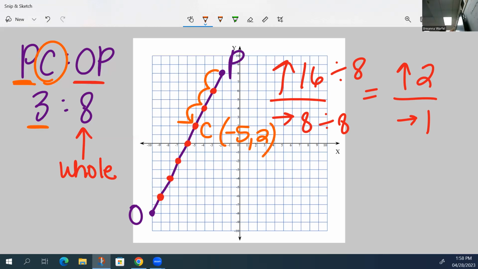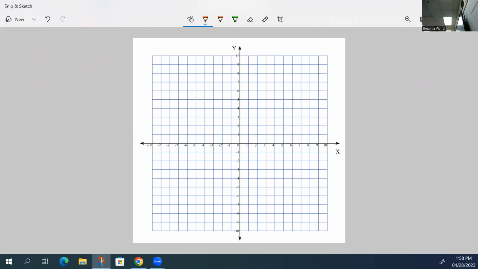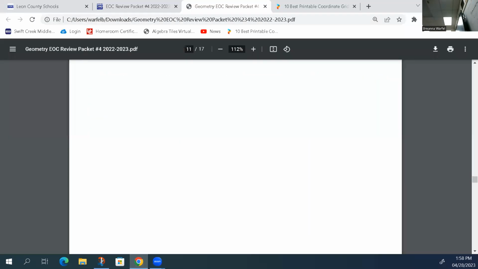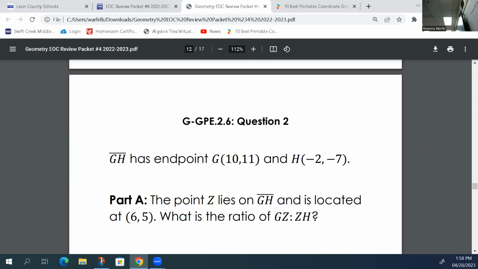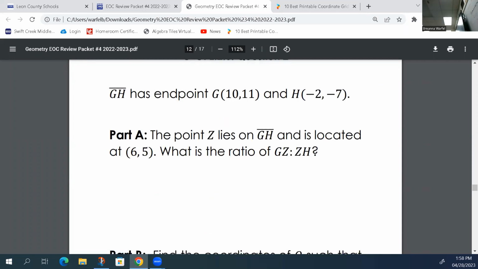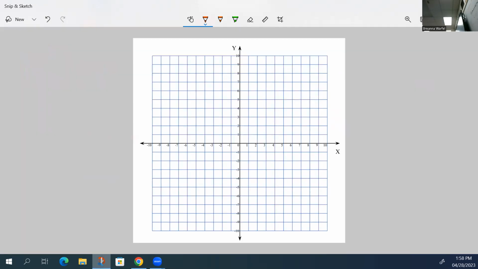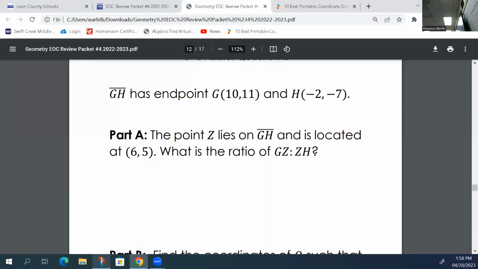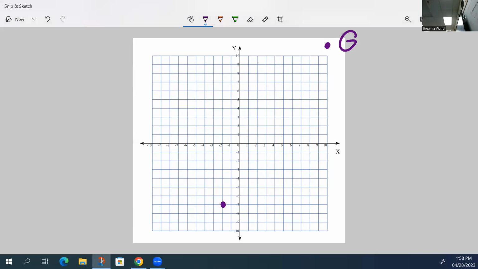All right. Next one, number 11, gives us the points 10, 11, and -2, -7. So 10, 11, -2, -7. What are they? G and H. So graph your points, draw a line through them.